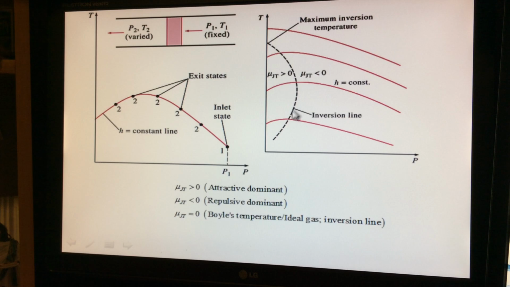But generally, these points over here are actually called the inversion line. These points pass through the inversion line, where to the left of this inversion line, the fluid is obviously cooling, but to the right of the inversion line, the fluid is obviously heating. So this explains that a particular fluid may actually heat up if you pass it through such processes.